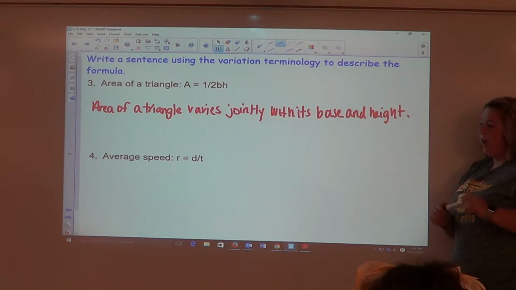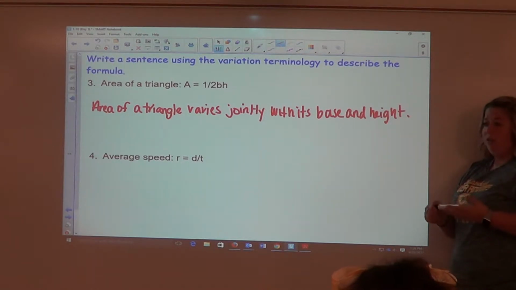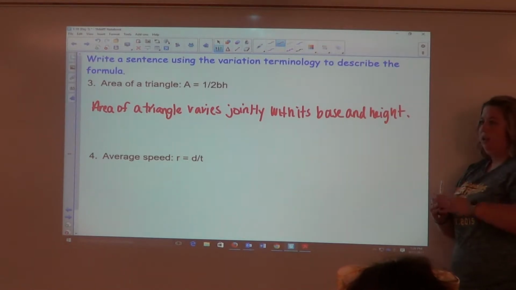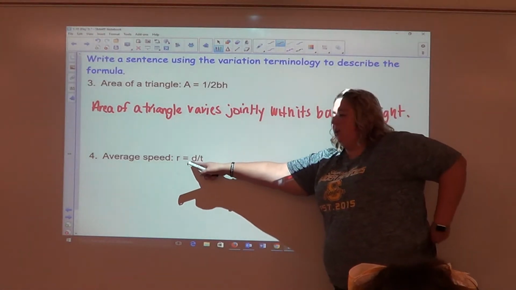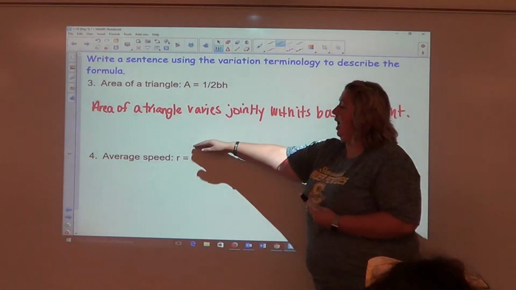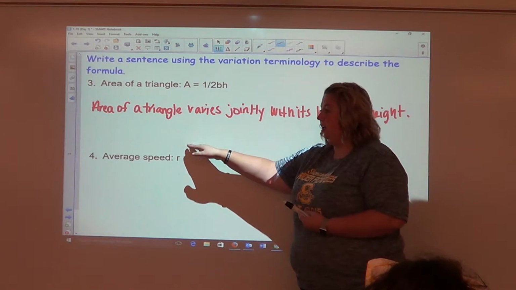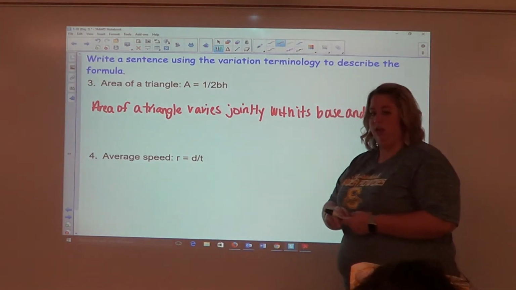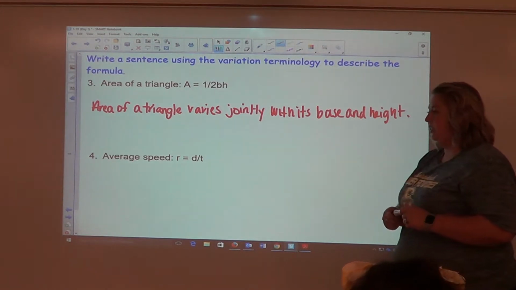Okay, number 4 has 2 variables on the right-hand side, but they're being divided. So the part on the bottom is going to be inversely. The part on top is going to be directly. Because this isn't a number. Okay? So if you have a variable on top, that means directly or jointly, depending on how many you have. Dividing on bottom is going to be inversely. Do you know what R, D, and T stand for?